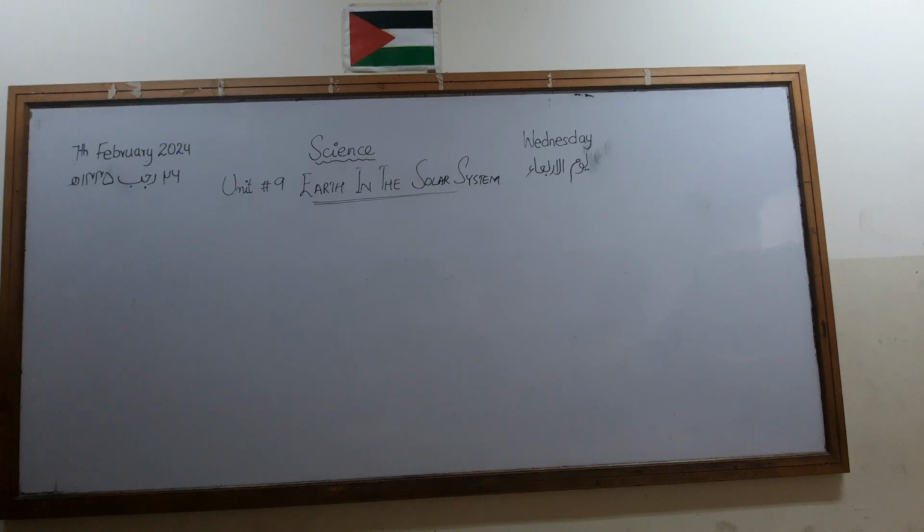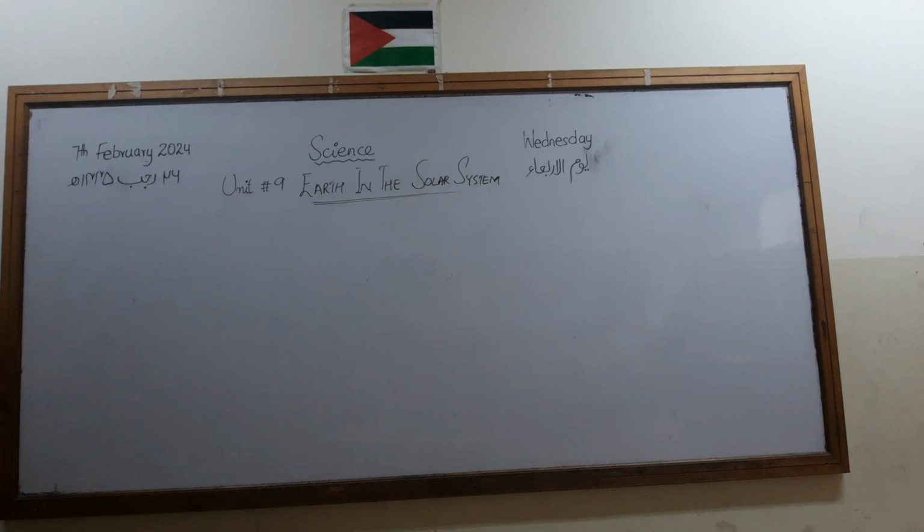We have discussed what is the sun, which is actually a ball of hot gases. It is also a star, and we have discussed about the planets, the sequence of the planets. The total number of the planets is eight. That are Mercury, Venus, Earth, Mars, Jupiter, Saturn, Uranus, and Neptune.